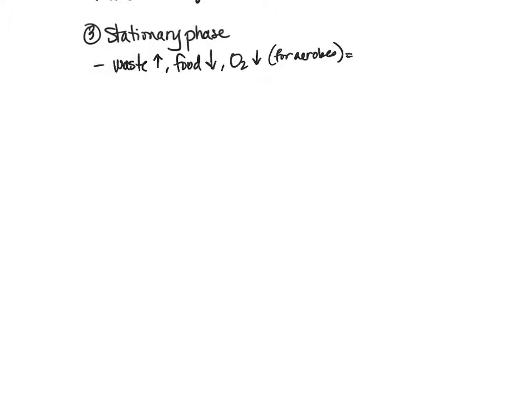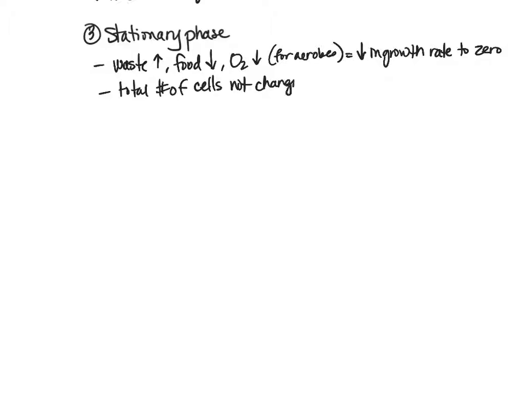And so because of each of these things, now at this point we have a decrease in the growth rate. So decrease in growth rate, and it'll go all the way down to zero, where they are no longer growing at all. So this is when the total number of cells is no longer changing, and so we have this plateau. So total number of cells not changing. And then we have our plateau. So in this case, what we say then is that the number of new cells is equal to the number of cells that are dying. So we have this equilibrium here.